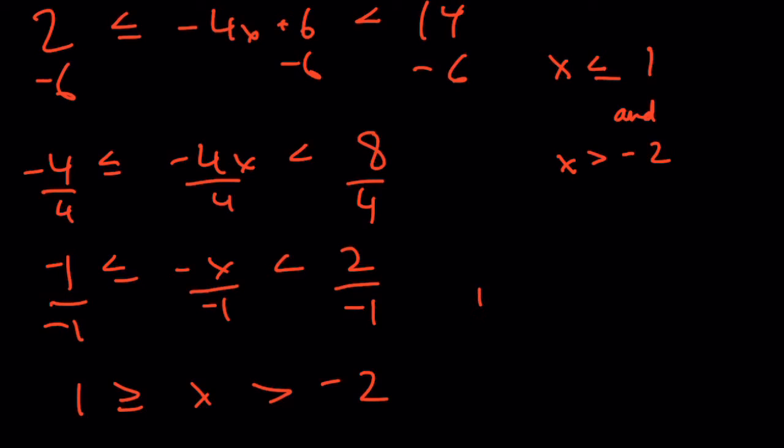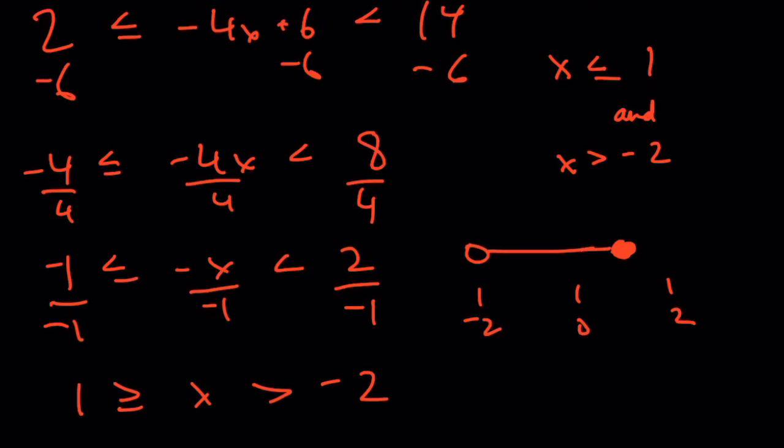So you could graph it. Say this is negative 2, 0, 2. You would end up saying that x is greater than negative 2, but not equal to, so it's an open circle going that way. And x is less than or equal to 1, so you'd fill in that circle, and then that would be your line.